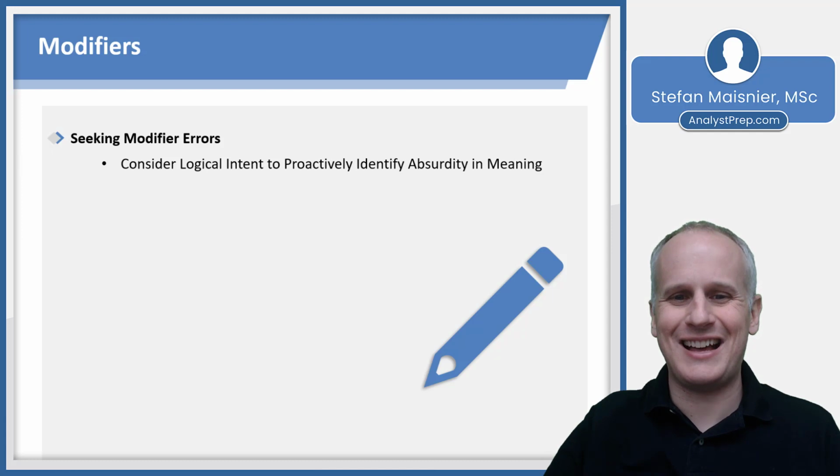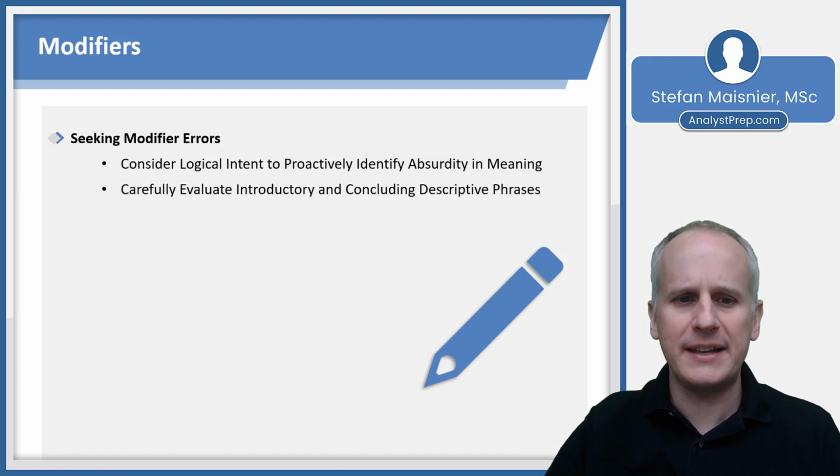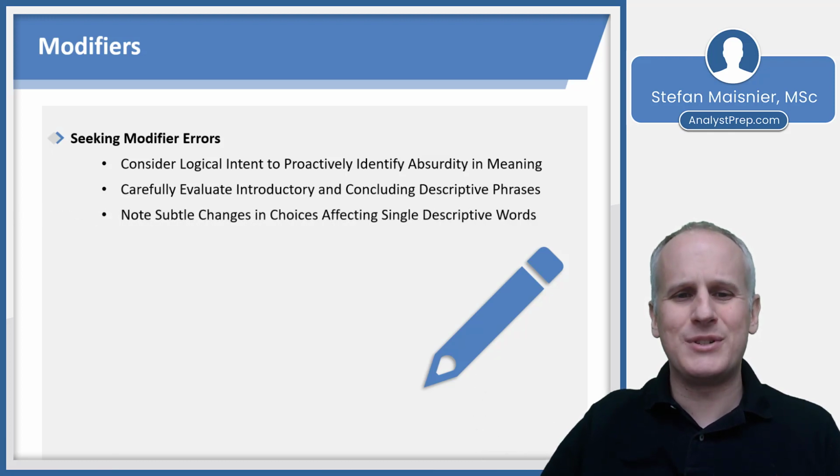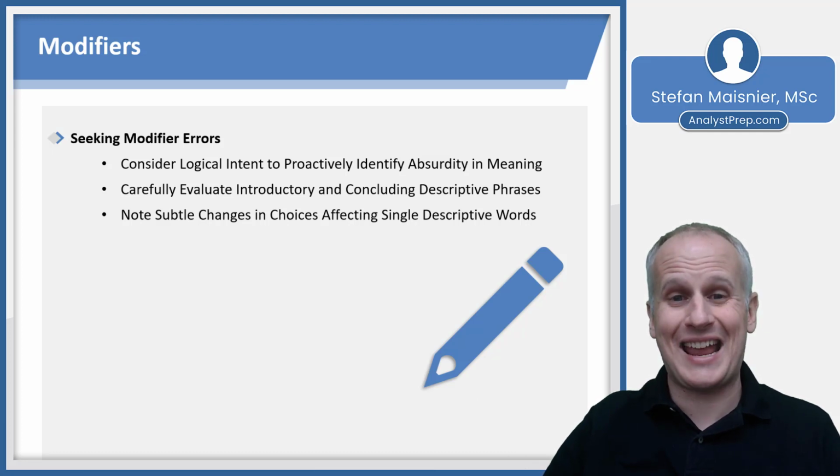First, you want to consider logical intent to proactively identify any absurd modifier. So, things that you're just like, wait a minute, that's not what the sentence intends to mean. And you want to carefully evaluate both introductory and concluding descriptive phrases. So making sure that any introductory phrase is next to its intended object or subject, and the same for any concluding descriptive phrases. And you need to note subtle changes in the choices that are affecting single descriptive words, because those differences can mean a lot in changing the potential meaning.